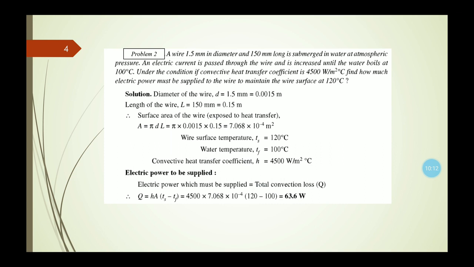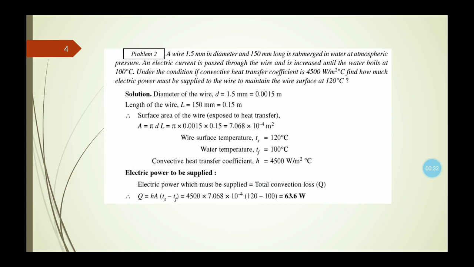Okay, so in this numerical, let us read the question first. A wire 1.5 millimeter in diameter and 150 millimeter long is submerged in water at atmospheric pressure. An electric current is passed through the wire and is increased until the water boils at 100 degrees centigrade. Under this condition, if the convective heat transfer coefficient is 4500 watt per meter square degree centigrade, find how much electric power must be supplied to the wire to maintain the wire surface at 120 degrees centigrade.